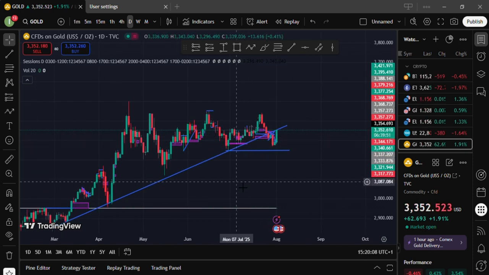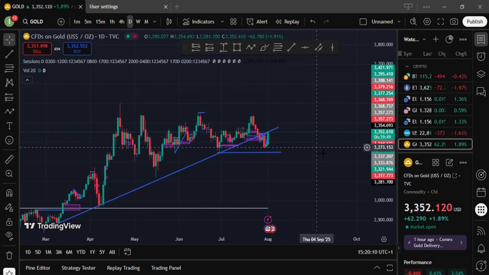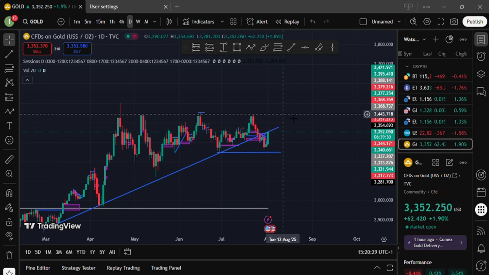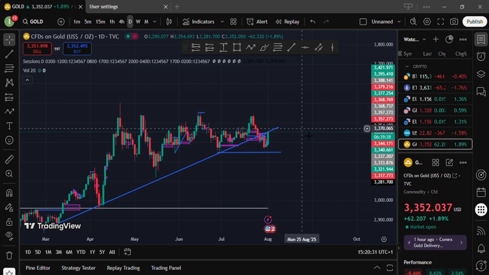So gold might still target a new high right here, targeting maybe 3,500 or 3,600 right here. I don't know. So it depends on how the market feels and the way it wants to move. But for now, I think gold will still continue pushing up for this month. So that's about it about gold.